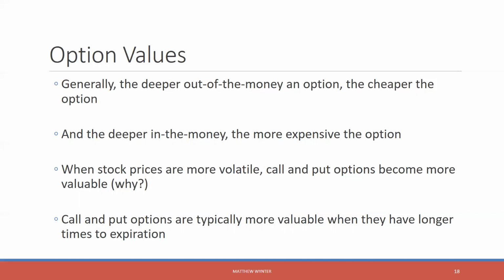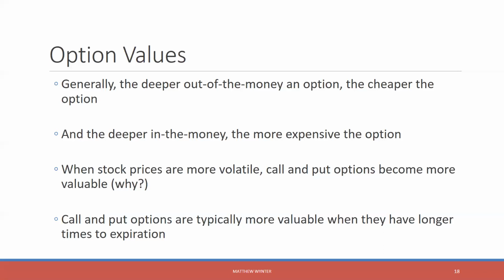And if it's moving up and down a lot, there's a better chance that it's going to move up or move down relative to the strike price. So there's a higher chance that we'll end up using it. Call and put options are typically more valuable when they have longer times to expiration. And hopefully that makes intuitive sense.